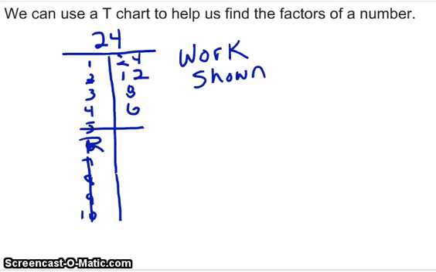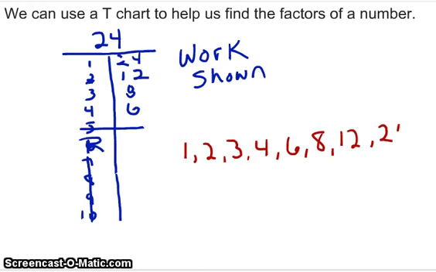We need to write the answers. And so we would write our answers. The factors of 24 are 1, 2, 3, 4, 6, 8, 12, and 24.